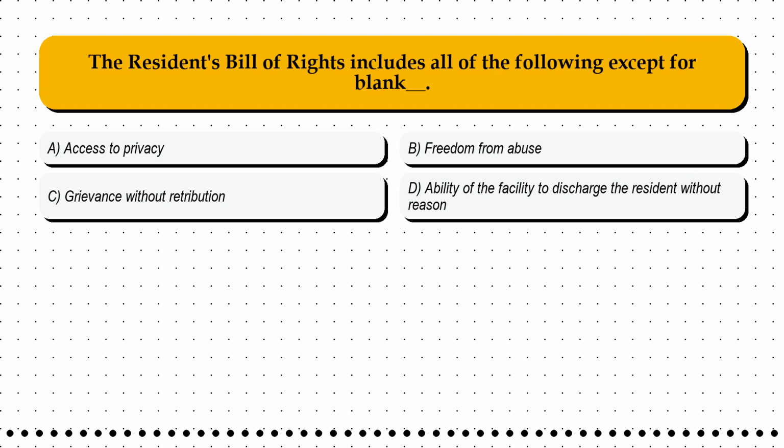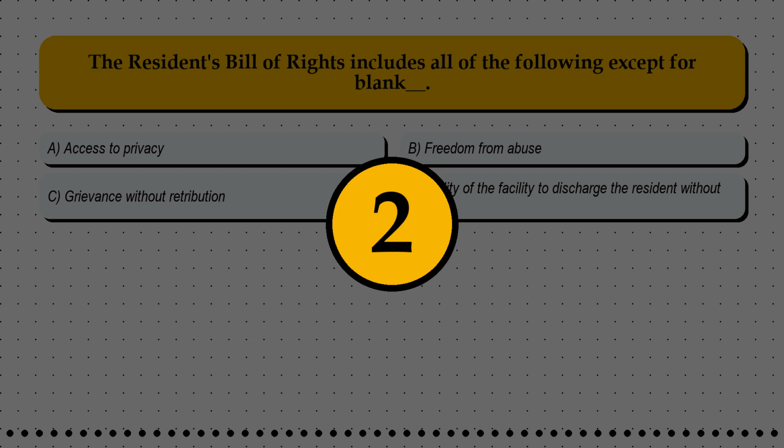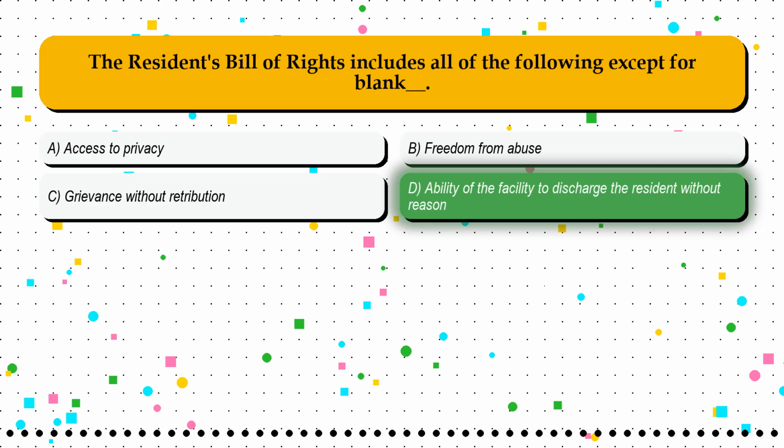Question 300. The Residence Bill of Rights includes all of the following except for blank blank. Option A, access to privacy. Option B, freedom from abuse. Option C, grievance without retribution. Option D, ability of the facility to discharge the resident without reason. The correct answer is option D, ability of the facility to discharge the resident without reason.